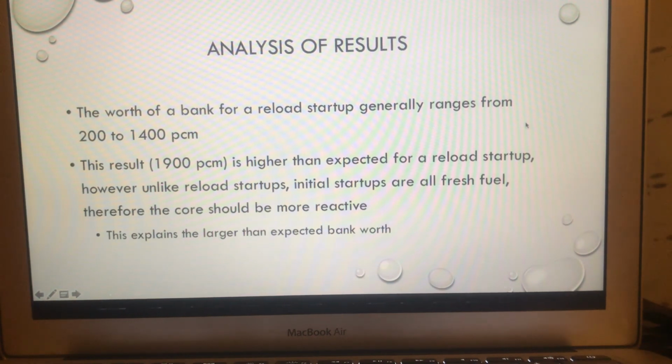In reload startups, generally any one bank is worth anywhere from 200 to 1400 PCM. That's generally what we see. 1900 is high, but 200 to 1400 is for reload startups. Initial startups have all fresh fuel, so you would think that they would be a lot more reactive, which would mean that the worth of each bank would be greater. So that's what I have attributed this higher than normal rod worth to.